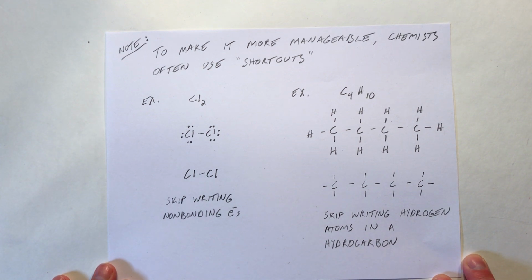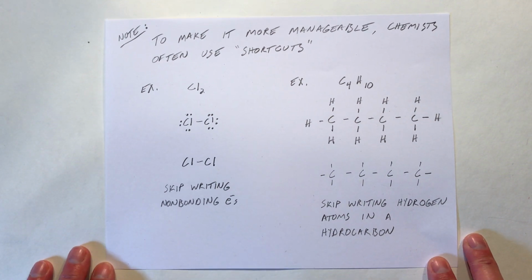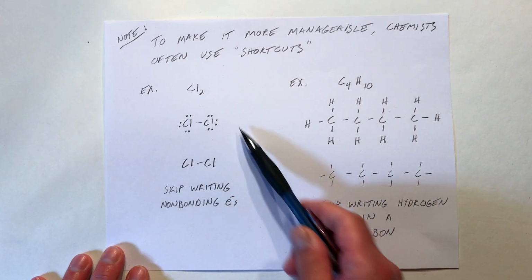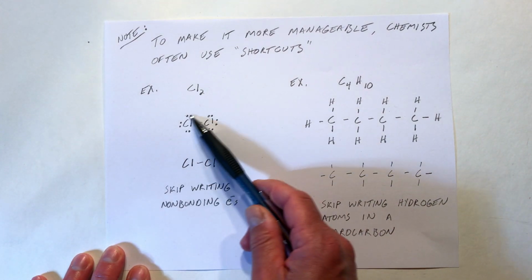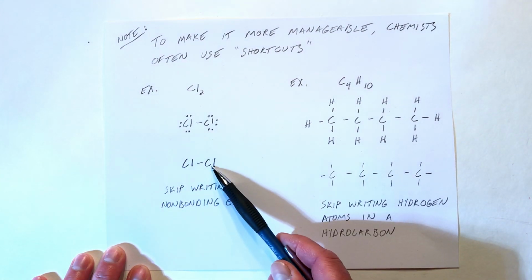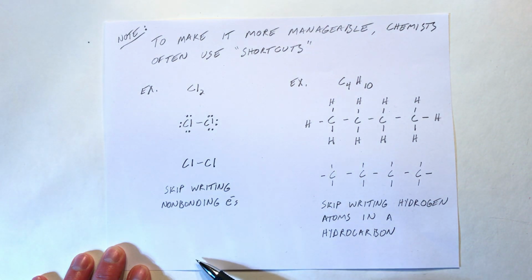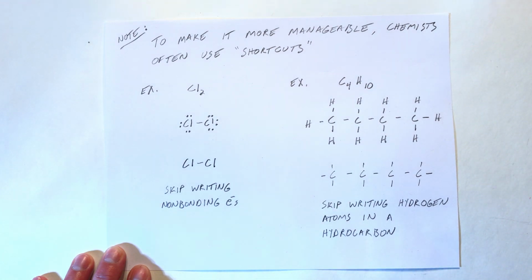One final note here, to make it more manageable, chemists often use some shortcuts. There are lots of different ways that they can do that, but here are a few examples. Consider Cl2. One of the shortcuts you can use, instead of drawing the structural formula like this with all the non-bonding electrons in there, is to just draw the structural formula and omit the non-bonding electrons. If you skip writing the non-bonding electrons, it just goes a little faster. So that's one shortcut you can use.